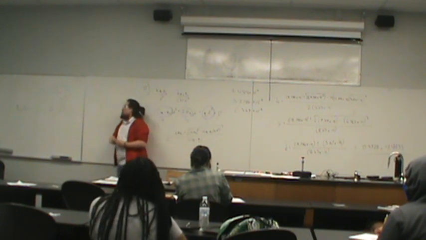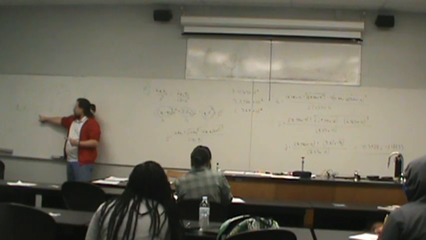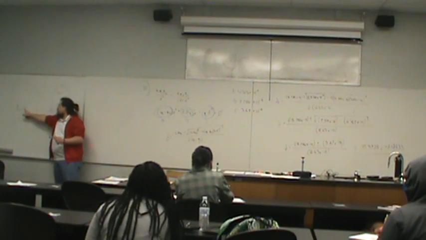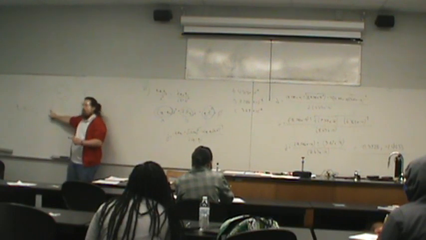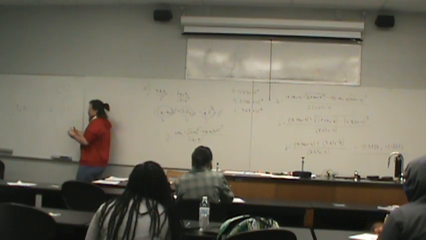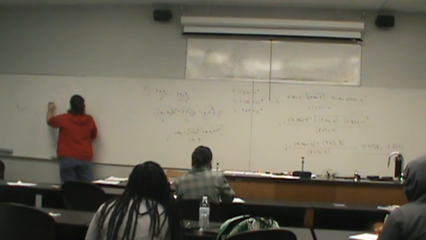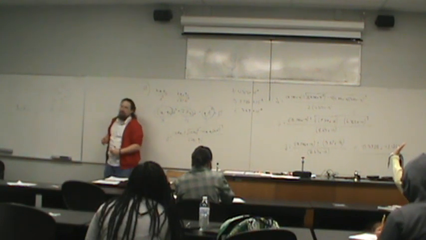Oh, if we know the length of the shadow, and we know this angle, and we know that this is a right angle, how can we find, I'll label it as B, the height of the tree?